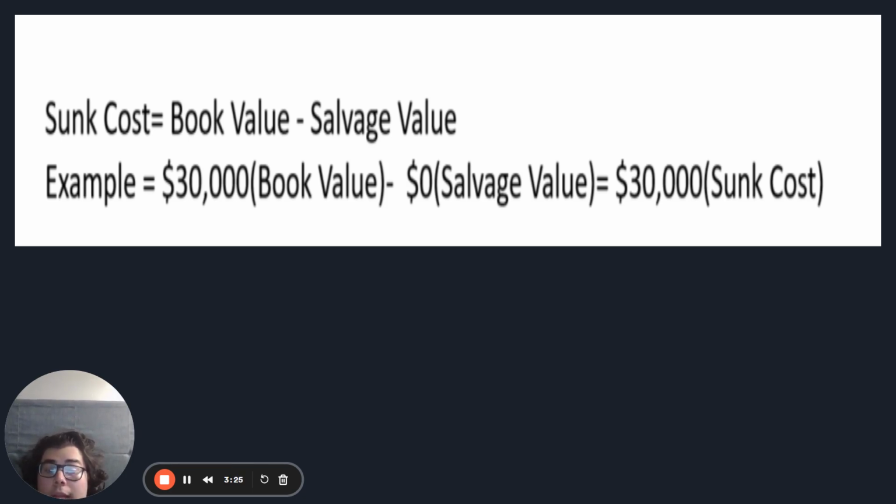An example of this is if a company purchased $30,000 worth of machinery, which is your book value, and the machinery has no resale value, which is your salvage value, then the sunk cost would be $30,000, as shown right here.